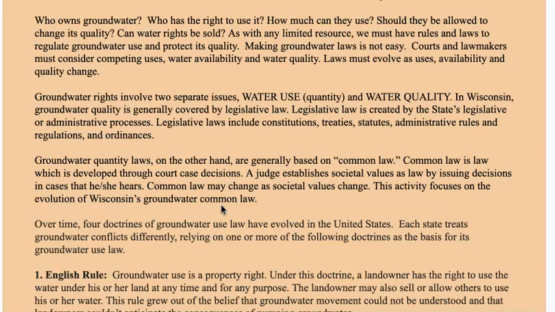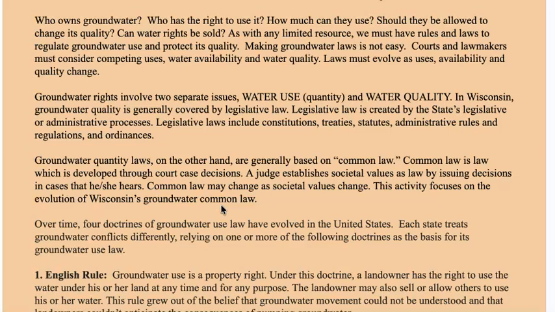In Wisconsin, groundwater quality is generally covered by legislative law. Legislative law is created by the state's legislative or administrative process. Legislative laws include constitutions, treaties, statutes, administrative rules, and regulations and ordinances.